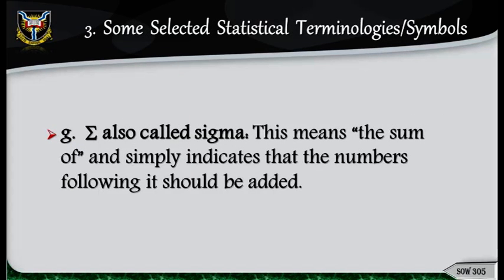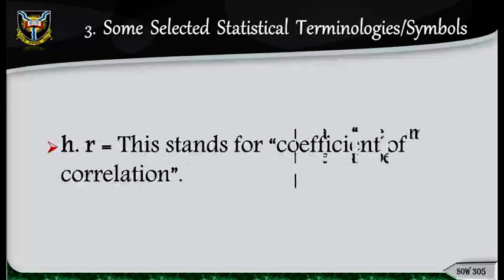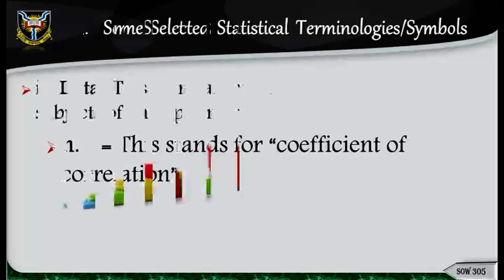G. Σ, also called sigma. This means the sum of, and simply indicates that the numbers following it should be added. H. r is equal to. This stands for the coefficient of correlation.